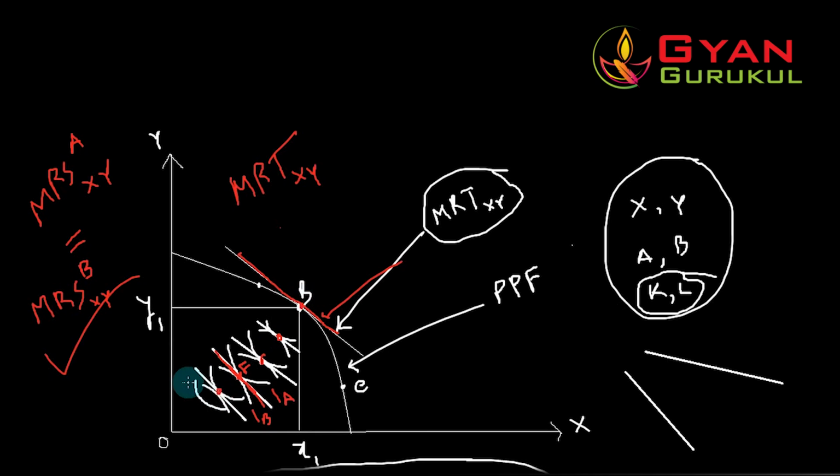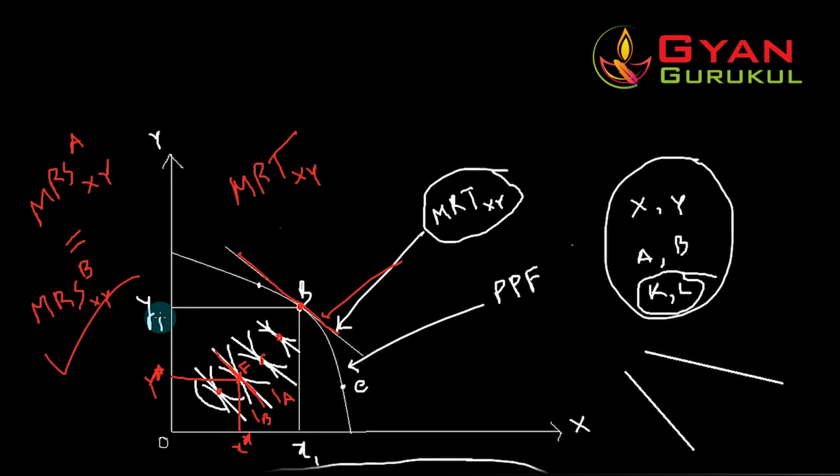And let's see what the exchange is. At this point, say this amount is X star and this one is Y star. Now you can see that when the economy is producing at B, it is producing X1 amount of X and Y1 amount of Y. Clear? This is the amount of production.